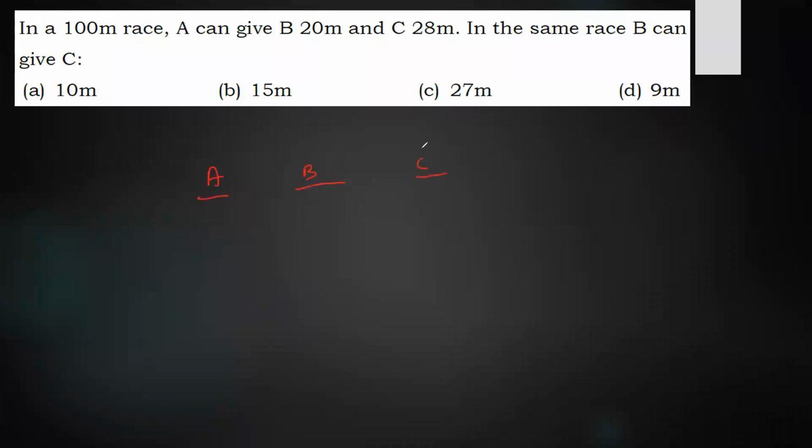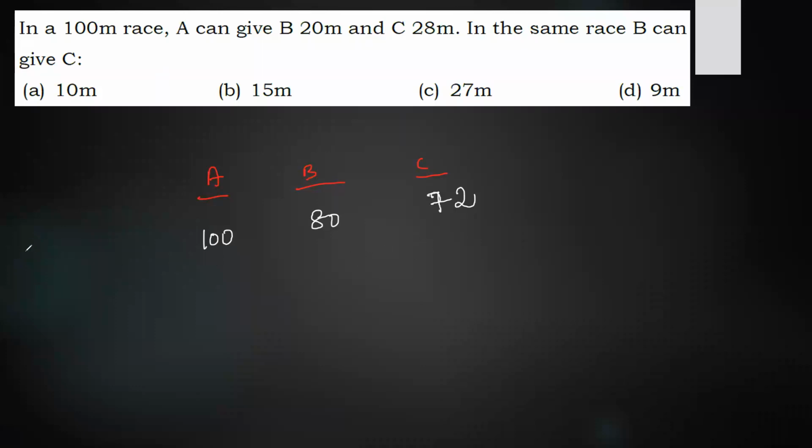Is it clear? Again, I will explain this question. Listen carefully. Sorry, A is the faster one here. A runs 100 meters. At that time, B runs only 80 meters. That's why A can give 20 meters, so A is faster. And C is 28 meters behind A. Therefore, 72. Is it clear or not?